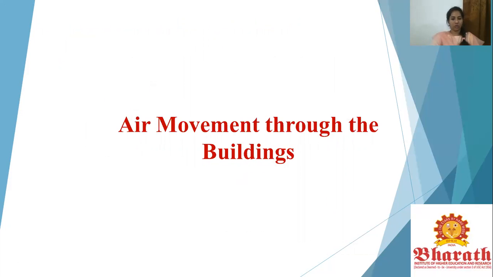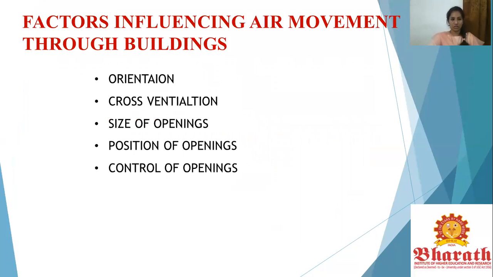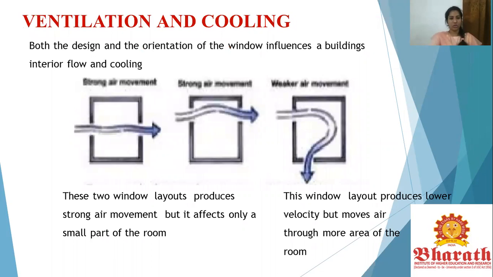So around the building, we were talking about the wind shadows, about how tall buildings and small buildings affect it, how the planning affects it, and how the landscape affects it. But when it is through the building, there are many elements we have to consider. The major factors influencing the air movement through buildings are one, orientation, then cross ventilation, the size of openings, the position of the openings, and the control of openings. So we'll slowly get to looking at these elements one by one. First, let's start with orientation. So let's begin this category on ventilation and cooling.